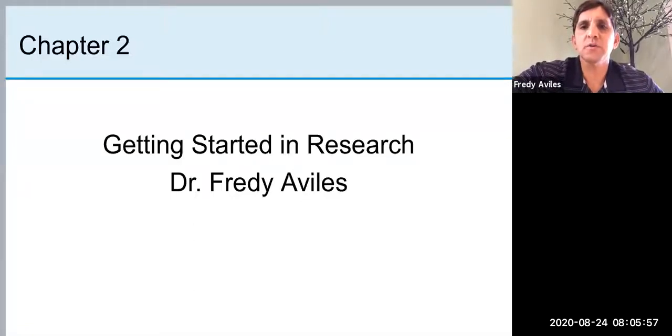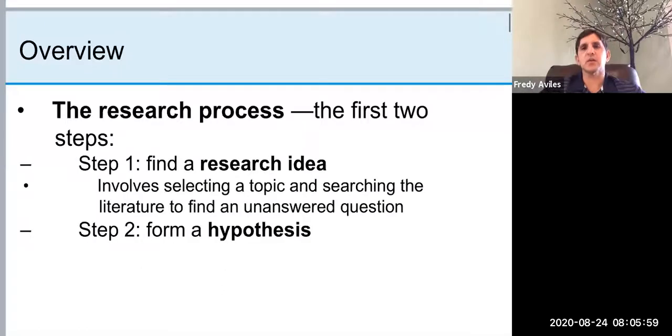Okay, here's our overview. We're going to talk about the first couple of steps in the research process. Actually, the second step, I don't think we're going to get to. We take a full week for this chapter, so today's lecture only covers the first part, how to find a research idea, and then do some searching of the research, the literature, basically.